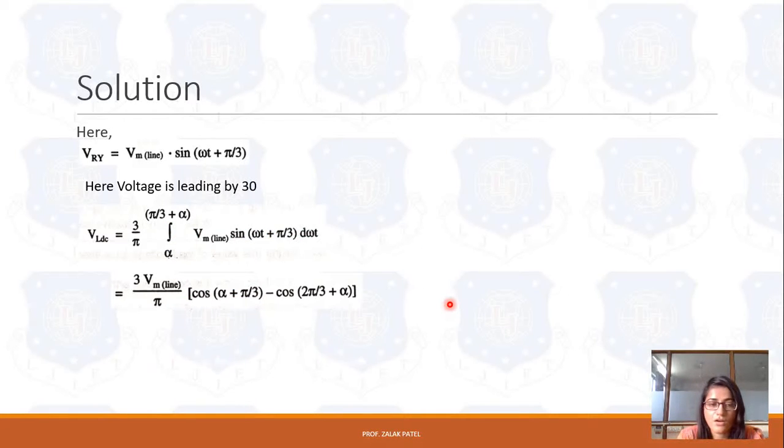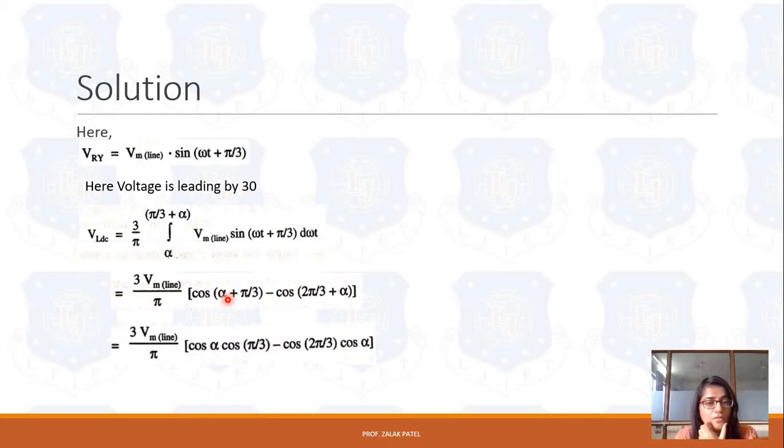So minus minus plus, so this part is positive, and the whole equation can be written like this. Now again, if we want to separate the terms, it can be written like this: 3 Vm upon pi as it is. This cos alpha plus pi by 3 can be written like cos alpha into cos pi by 3, and this can be written like minus cos 2 pi by 3 into cos alpha. Now let's put the values of cos pi by 3 and cos 2 pi by 3. The remaining portion is cos alpha only. So this is the equation of VLDC that we can use in other examples also: VLDC is 3 Vm upon pi into cos alpha.